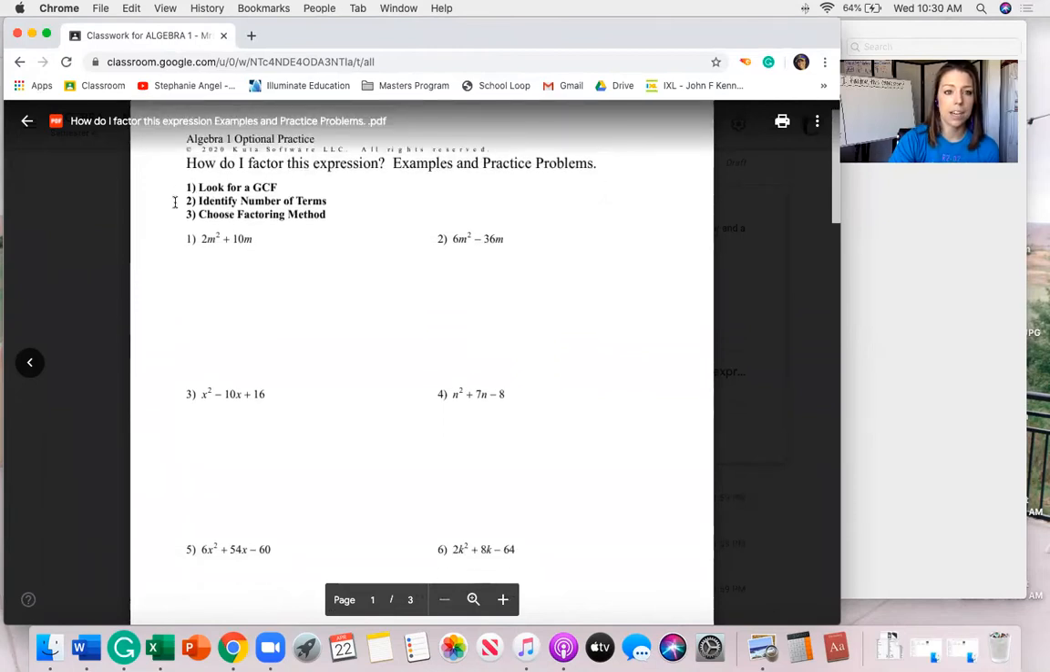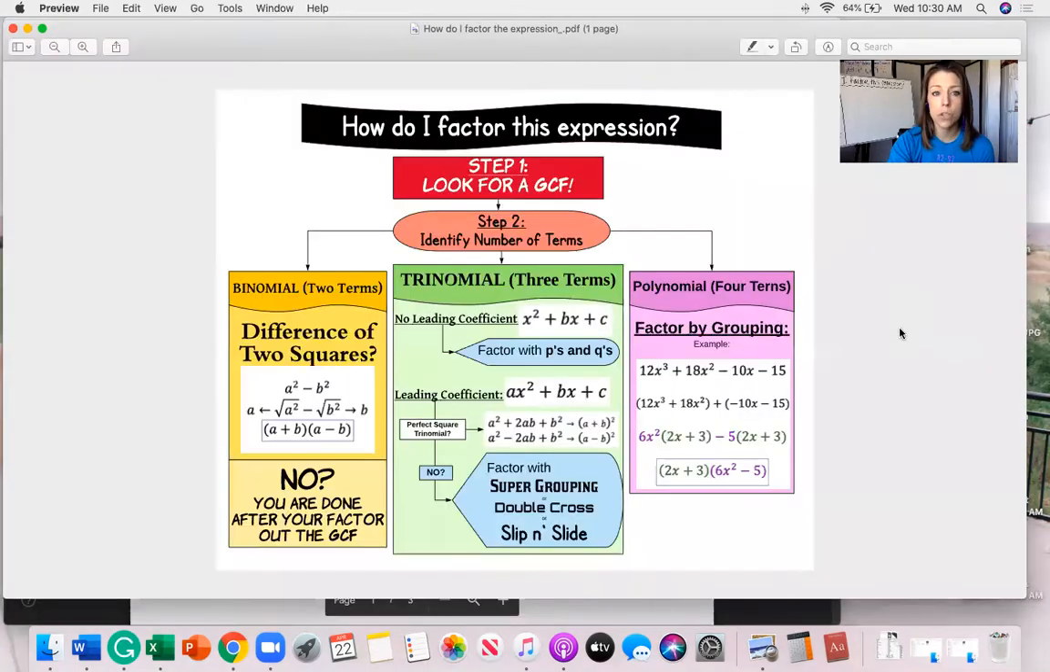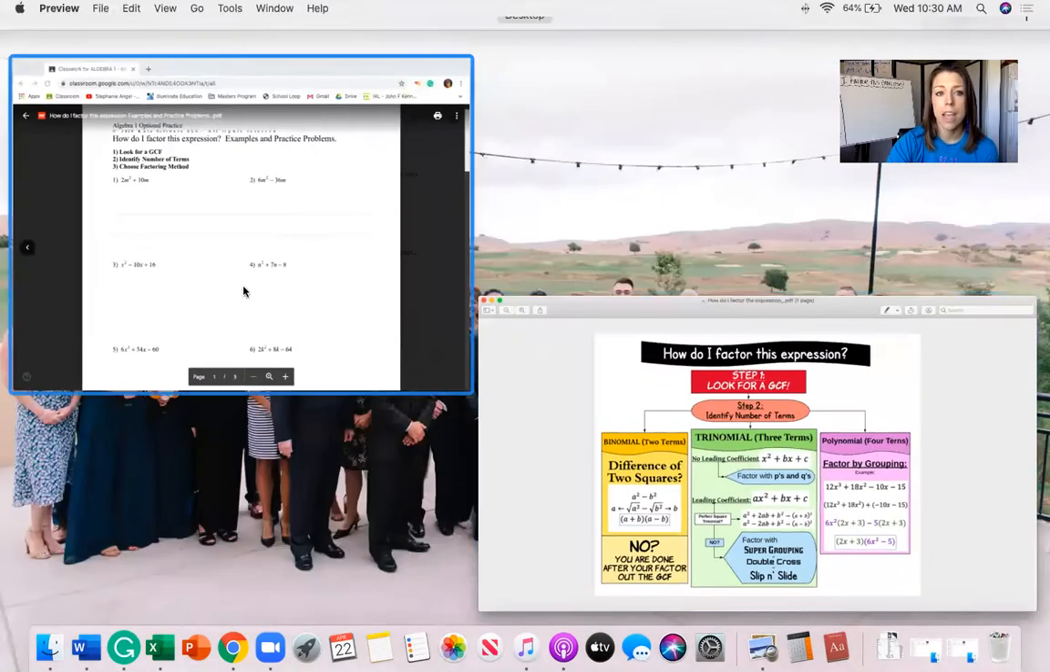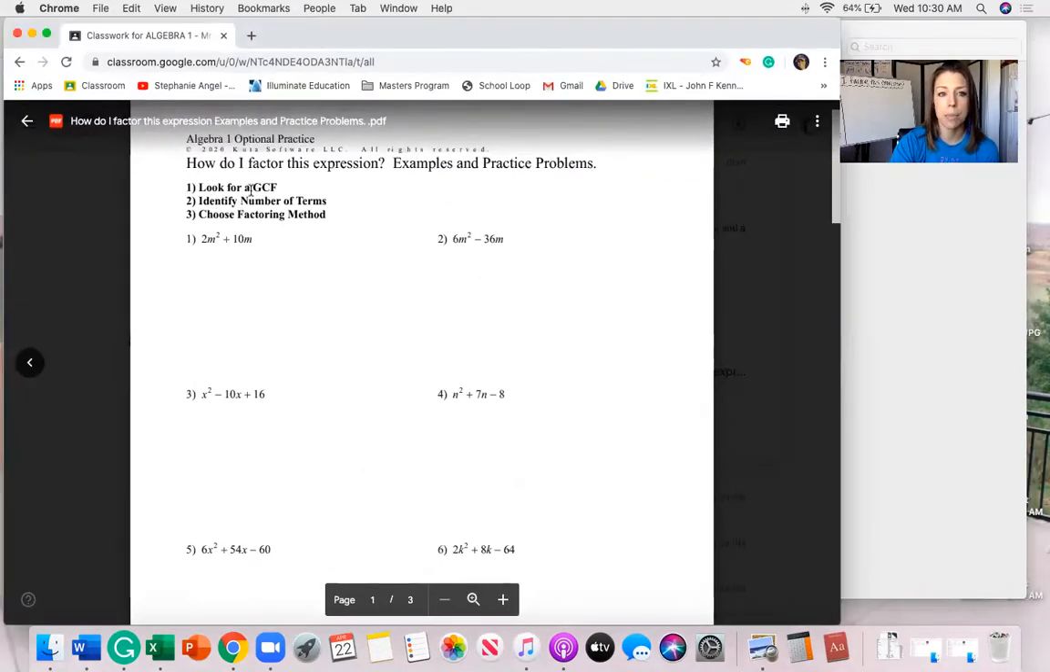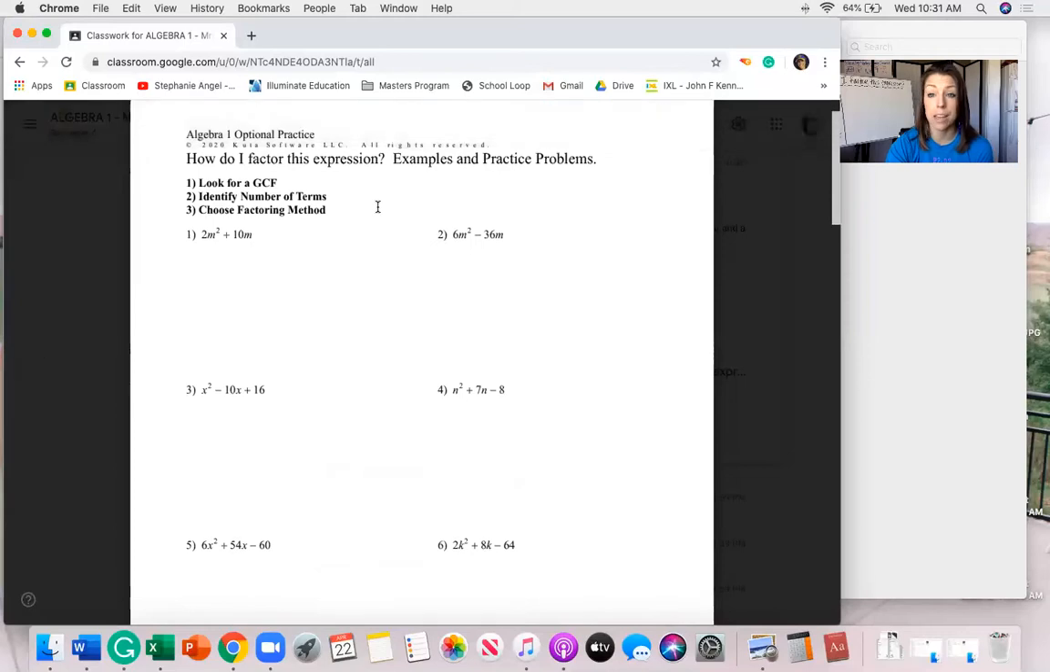All I do is I try to mimic what the diagram, what the flow chart is. So in the flow chart, step 1 is look for a GCF. Step 2, identify number of terms. And then based on the number of terms, you pick a factoring method. In the worksheet practice, same thing. Step 1, look for a GCF. Step 2, identify number of terms. Step 3, choose a factoring method and factor.